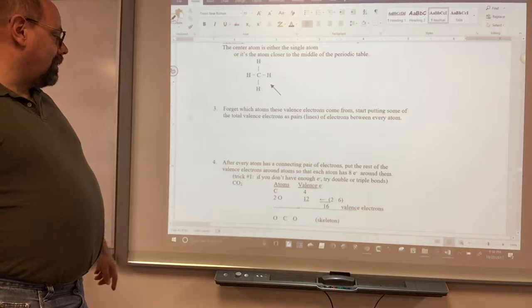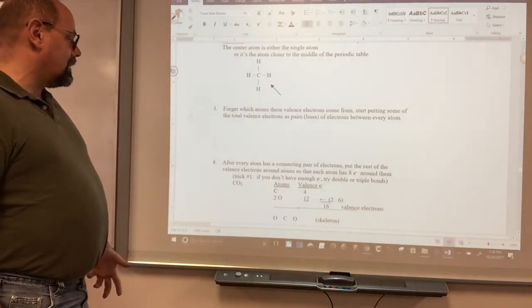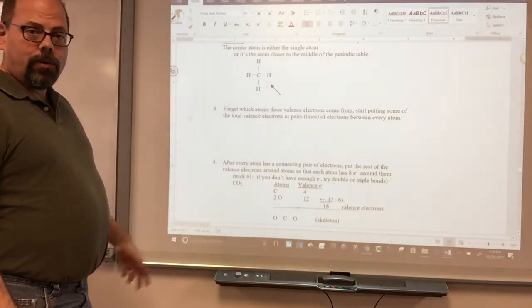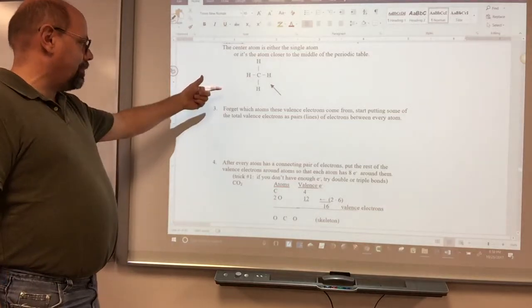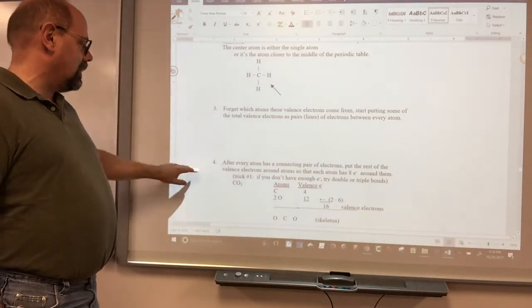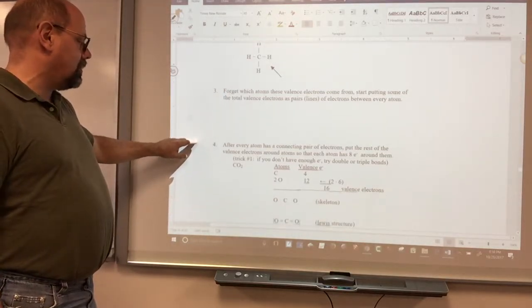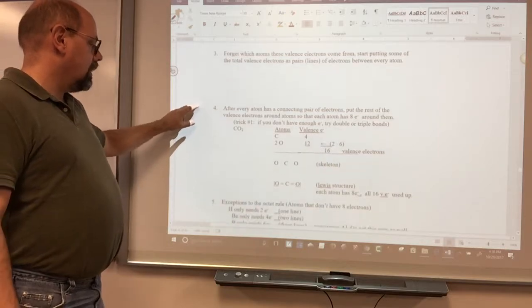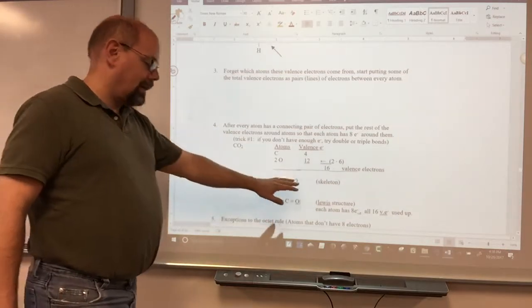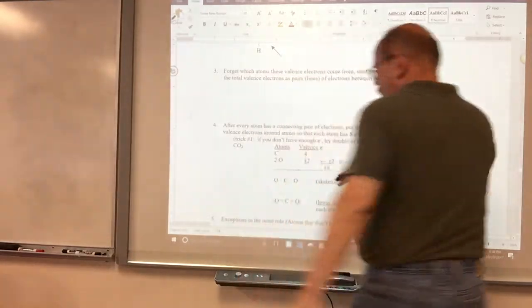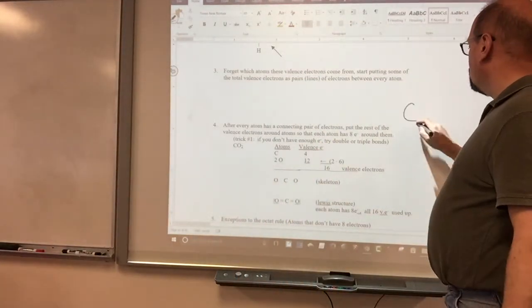Number 4, if every atom has got a connecting pair of electrons, the rest of the atoms you have to find out where there's a home for them. So that was an example that was already done once I finished that. So let's take a look at another one where it's carbon and 2 oxygens. Okay, I'm going to pull this up a little bit. I'm going to do them again, even though they're in the notes. But if I'm going to start off with 1 carbon and 2 oxygens, okay, this is the way I would do it.